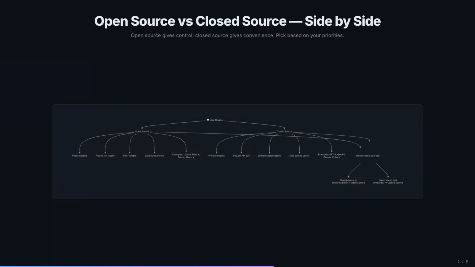Here's a visual summary. On the left, open source LLMs. Public weights, free to run, fully customizable, and private by default. On the right, closed source LLMs. Private weights, API access only, easier to use, and backed by large teams. At the bottom, the decision guide. Choose open source when privacy, cost, or customization matters most. Choose closed source when you need speed, simplicity, and top tier quality right now.